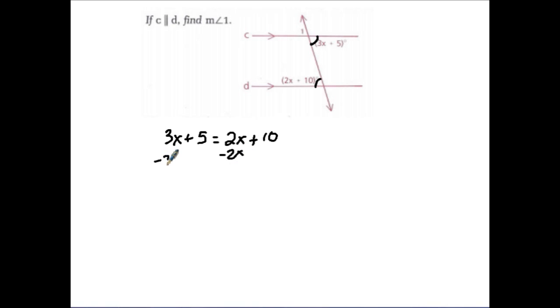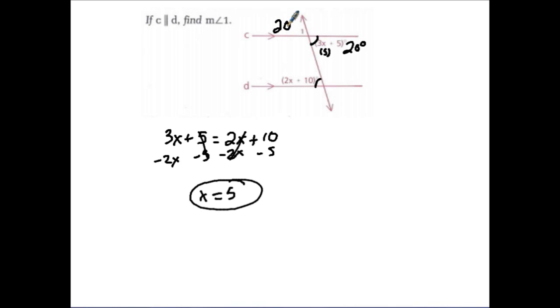Subtract 2x from both sides, and subtract 5 from both sides. We're left with x equals 5. Let's plug that in here. 3 times 5 is 15, plus 5 is a 20-degree angle. Since angle 1 is a vertical angle, we know vertical angles are congruent. Therefore, angle 1 is also 20 degrees.